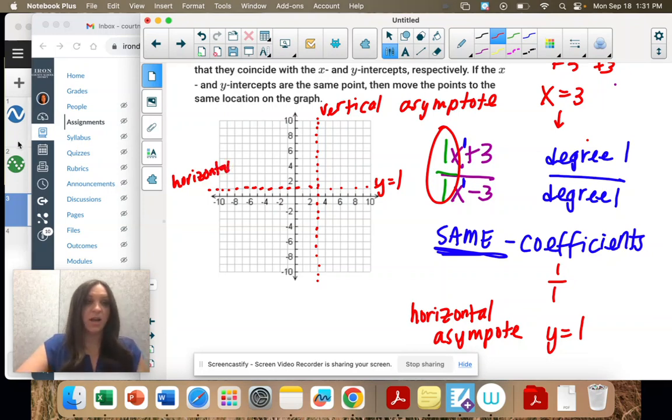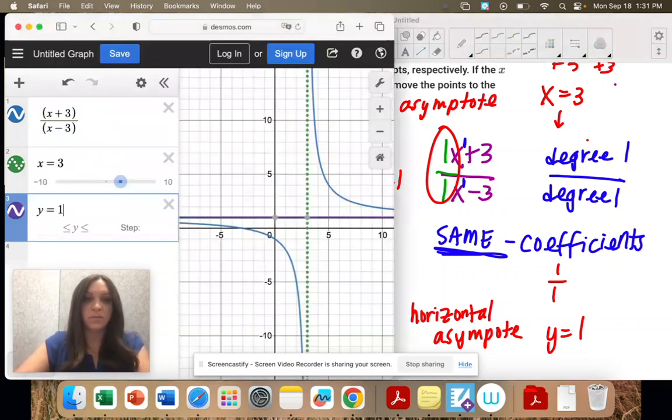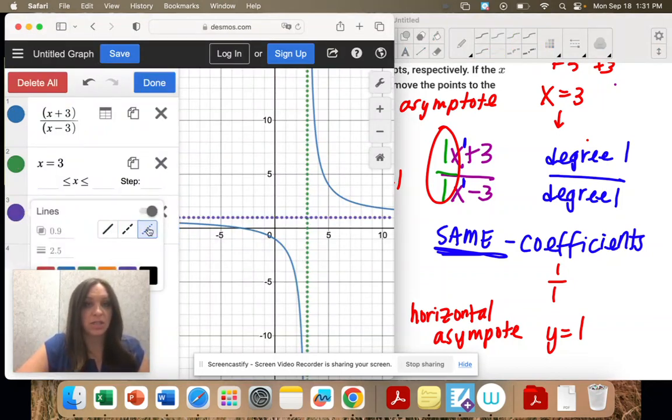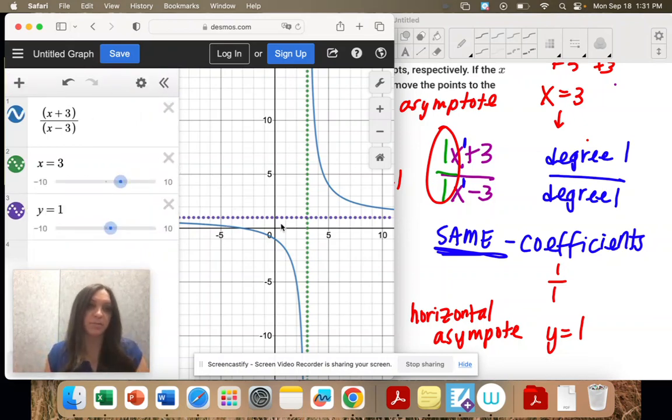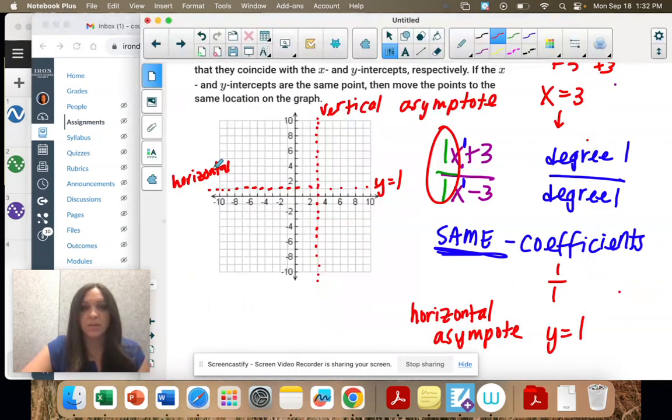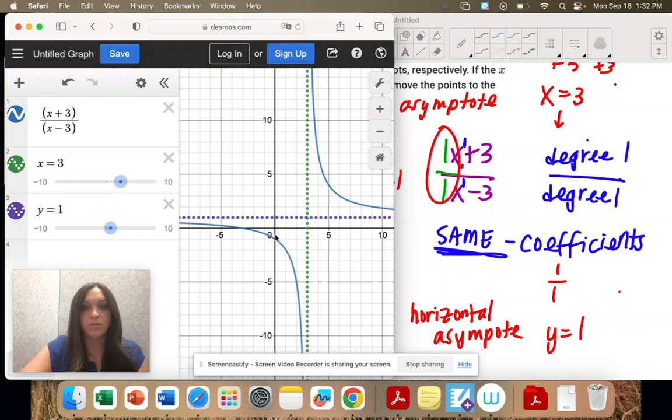So same thing, it's a line. And it means that the values cannot cross there. The graph gets really, really close to that, and then it jumps. It's also undefined. So we have 2 asymptotes, x equals 3, y equals 1. And then we need to move our intercepts. So let's see what those are.